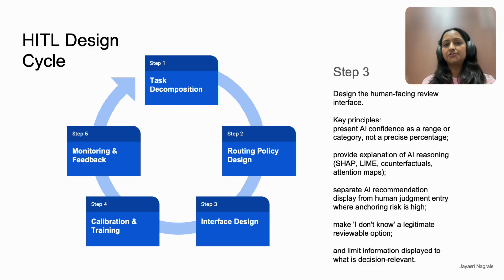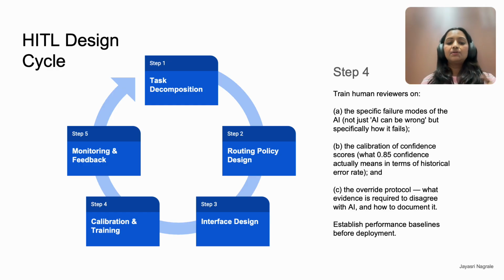We also provide explanations on why the AI has come to the decision that it has come to. And we also train the humans in the loop to understand these particular parameters and let them know that it is okay for them to reject an AI suggestion. We also limit the overall information that is displayed on the interface so that we avoid cognitively overloading the human in there. The fourth step is calibration and training.